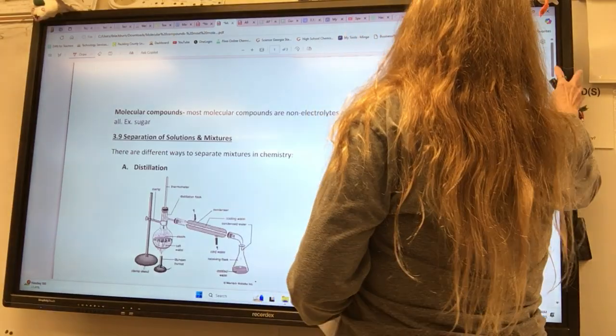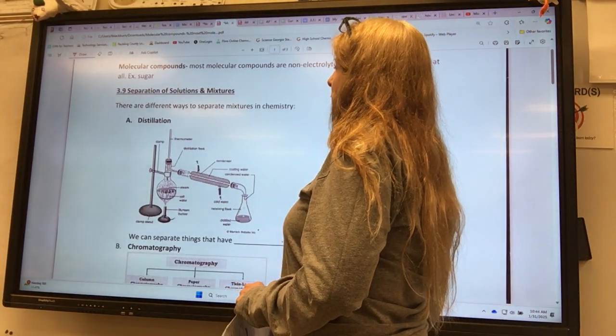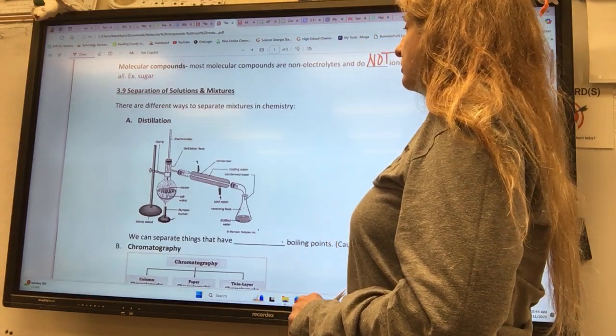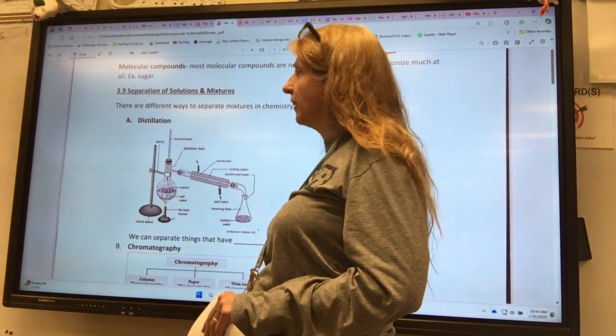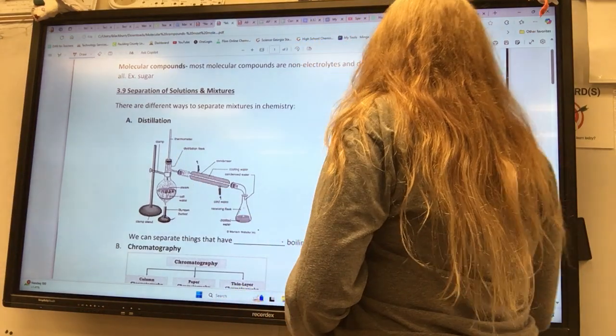All right, good. Okay. So separation of solutions and mixtures. There are different ways of separating mixtures in chemistry. And we already talked about the second one, chromatography. We did a lab with it. But I wanted to show you distillation.